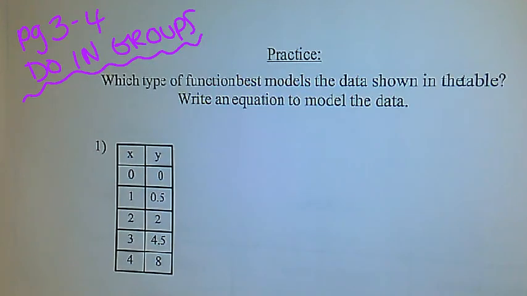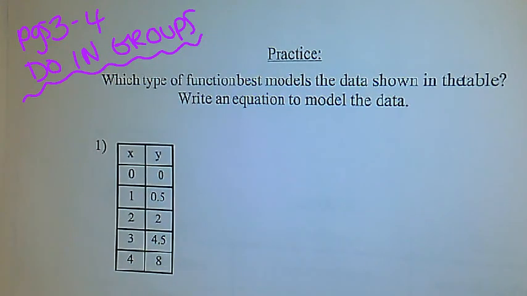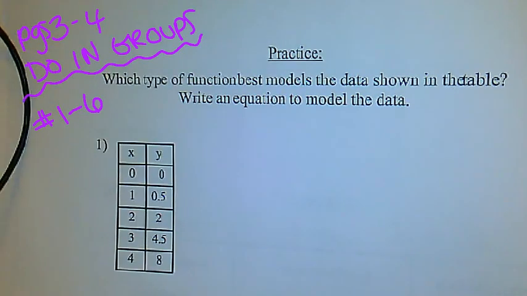Okay, so pages 3 to 4, you're going to do in groups. This would be numbers 1 through 6. And we will go over them. So as soon as you're done with 1 through 3, we'll go over those, and then if we do not finish 4 through 6, that will be homework. Please let me know if you have any questions.